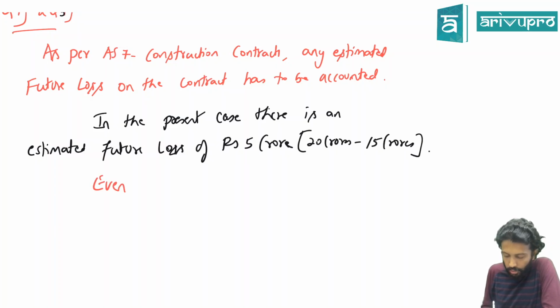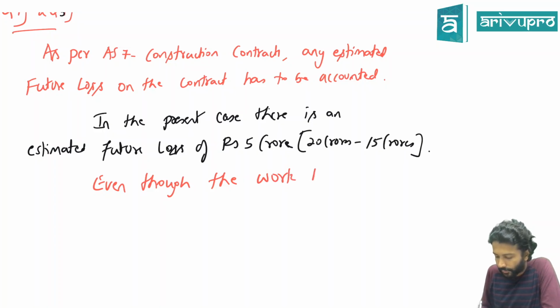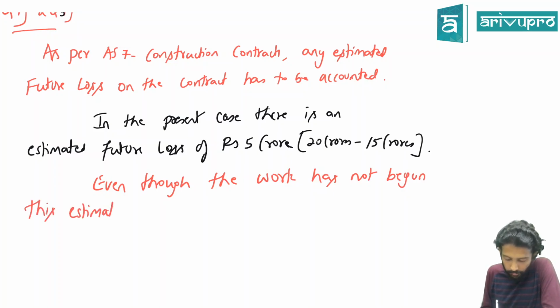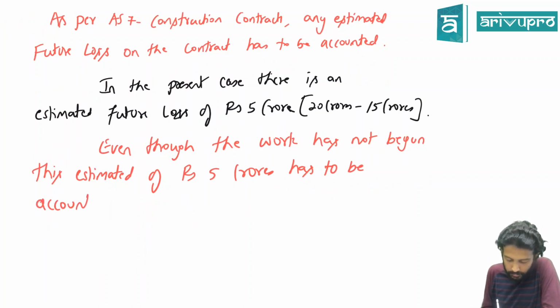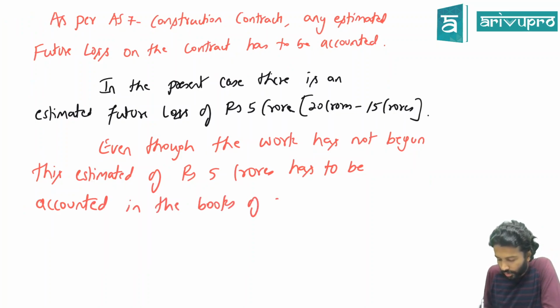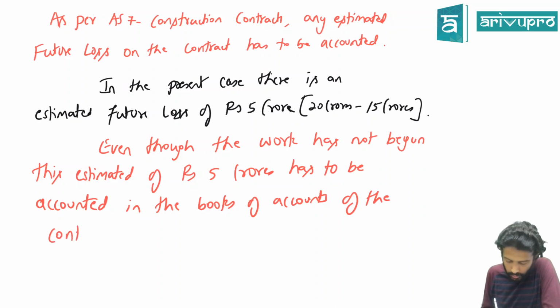Last conclusion: even though the work has not begun, this estimated loss of 5 crore has to be accounted in the books of accounts of the contractor for the current year.